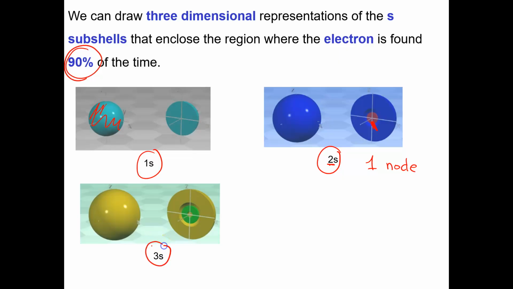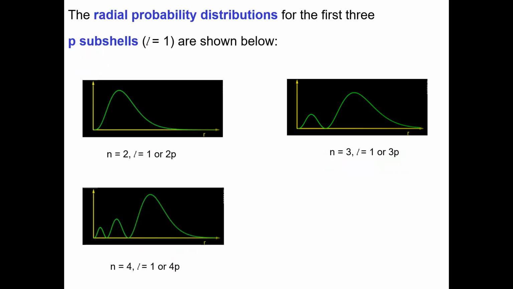For the 3s, again, because it's an S subshell, the diagram is spherical. It's even bigger than the 2s, and you can see now there are 2 changes in color because they are trying to indicate that there are 2 nodes here. So every time there's a change in color, that's where there is a node.